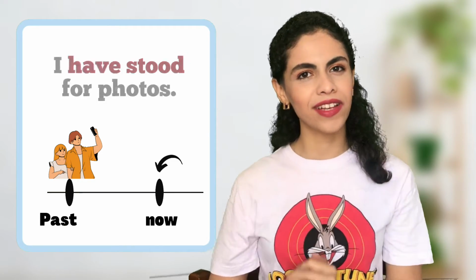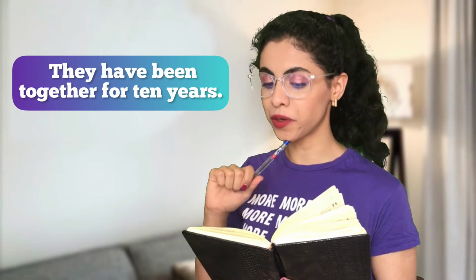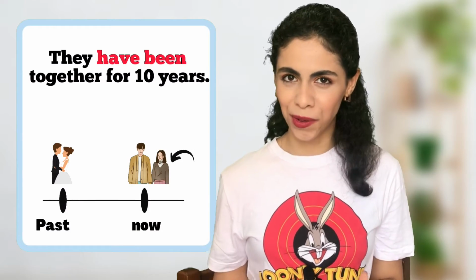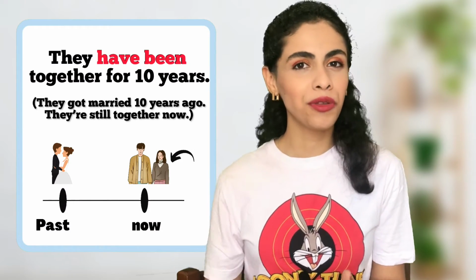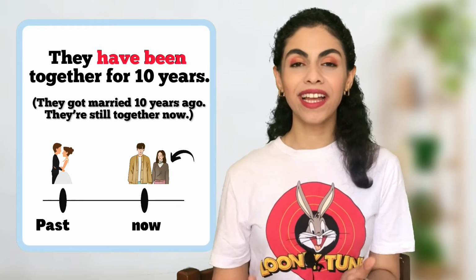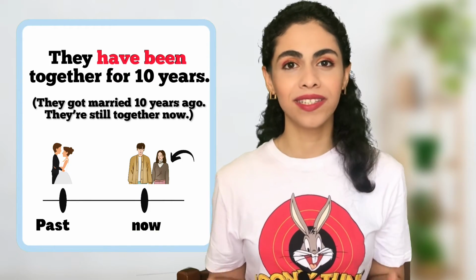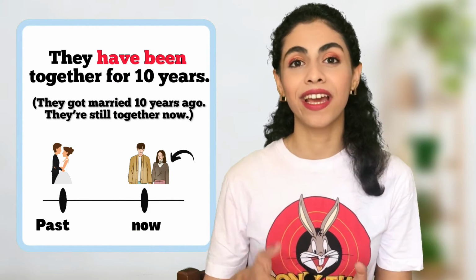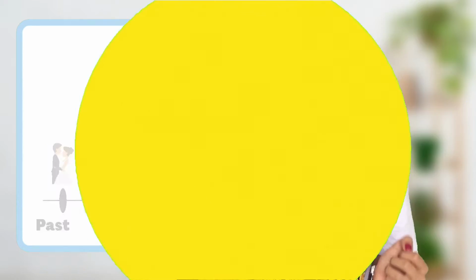Bahar, can you give us an example? Yes, sure. They have been together for 10 years. That was a great example. Like they got married in 2020 and right now they are still married. They are still together. So you can say they have been together for 10 years.